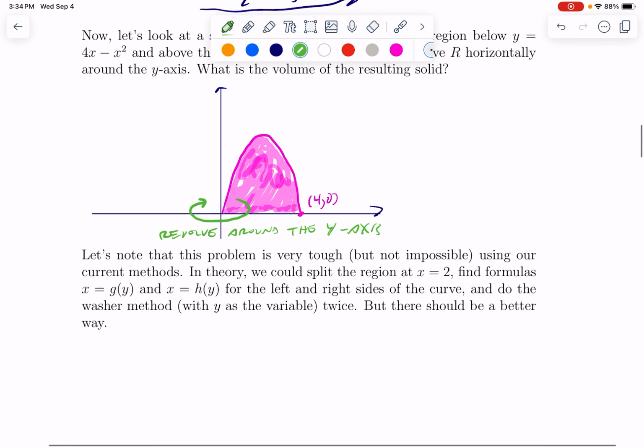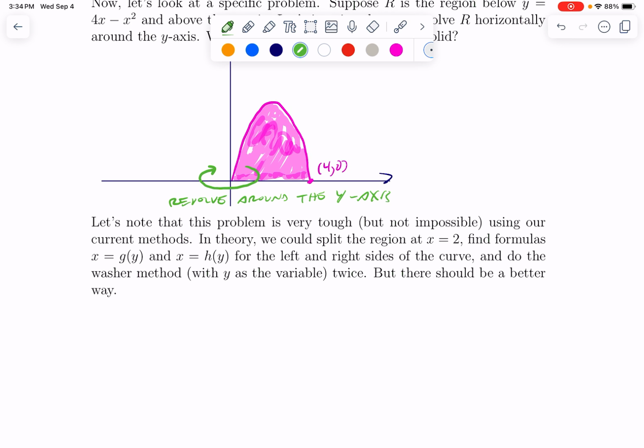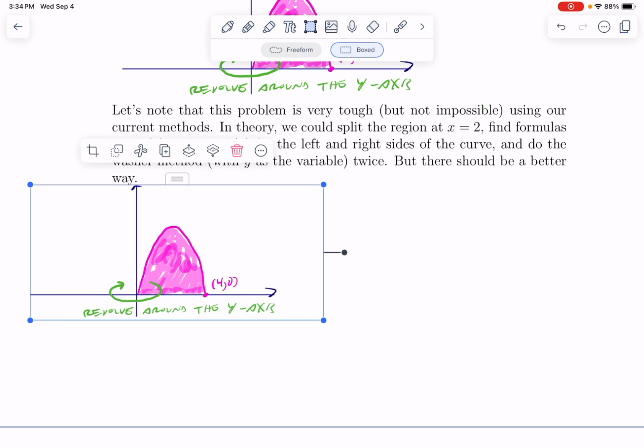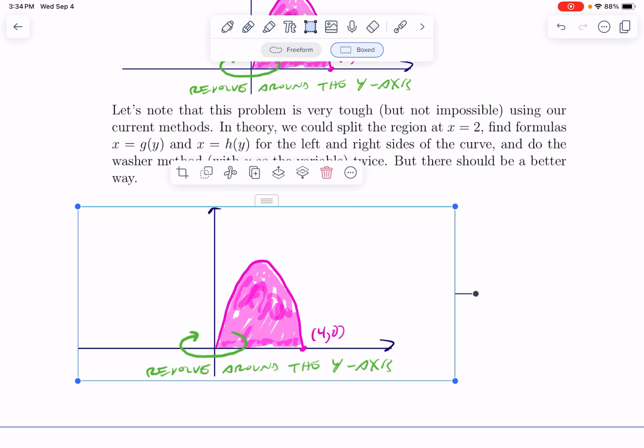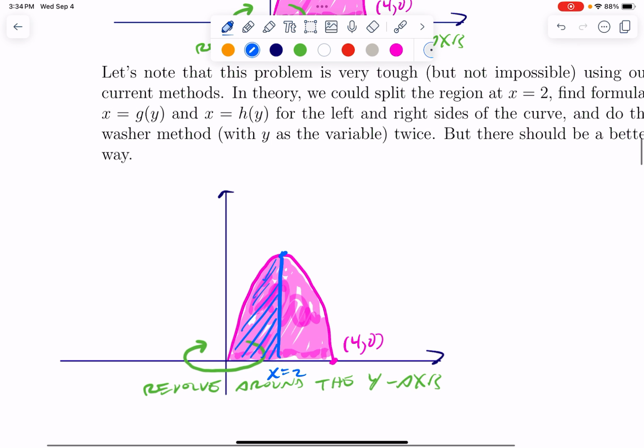Now, we could do this using methods we already know, but it would be really complicated. I will walk you through the gist of this. So I'm going to copy this. If you really wanted to, you could do this with the washer method. So what you could do is you could split it up in the middle at x equals 2. And we could imagine, let's spin the left side around, we'll get a certain volume, and then we'll spin the right side around and we'll get a certain volume.